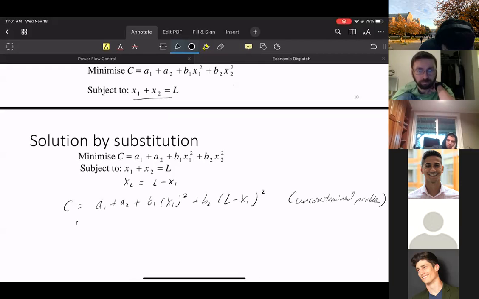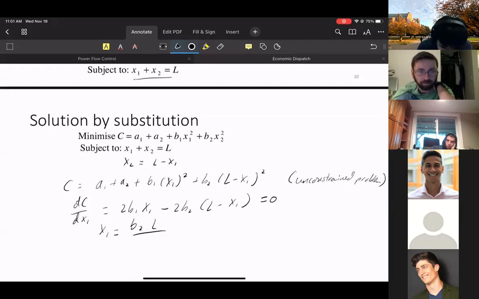So I can take a derivative with respect to x1, right? I take this derivative. This is 2b1 x1 minus 2b2 (l minus x1). This has to be equal to zero. So x1 equals b2 times l over (b1 plus b2). Okay, I can substitute x2 equals l minus x1 into this. I got b1 over (b1 plus b2) times l, right?